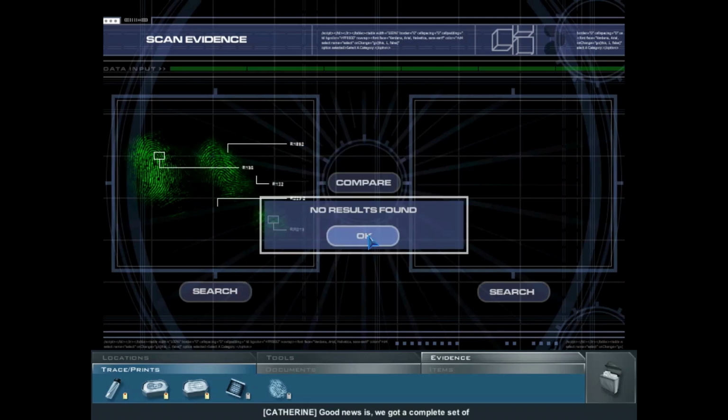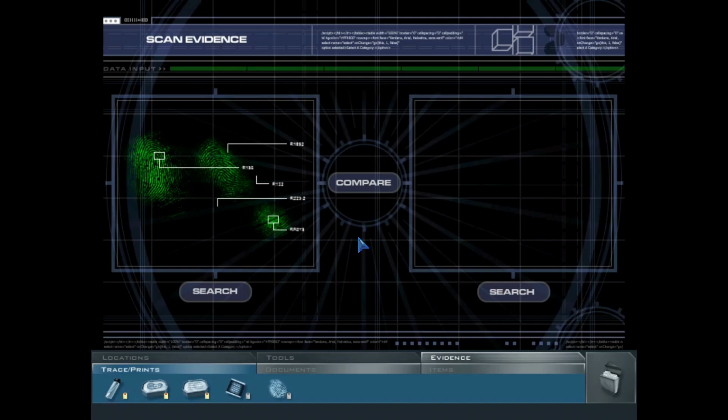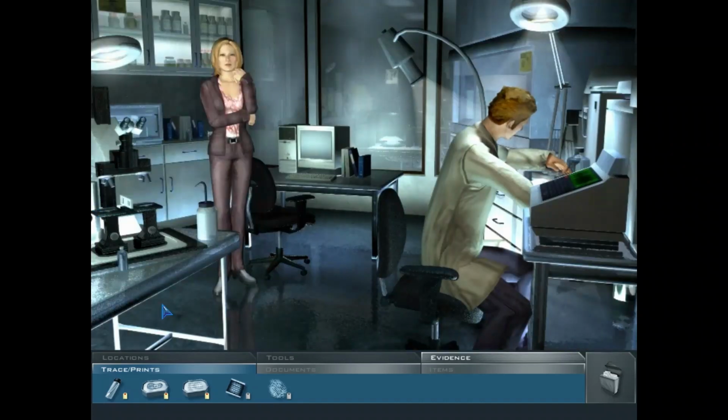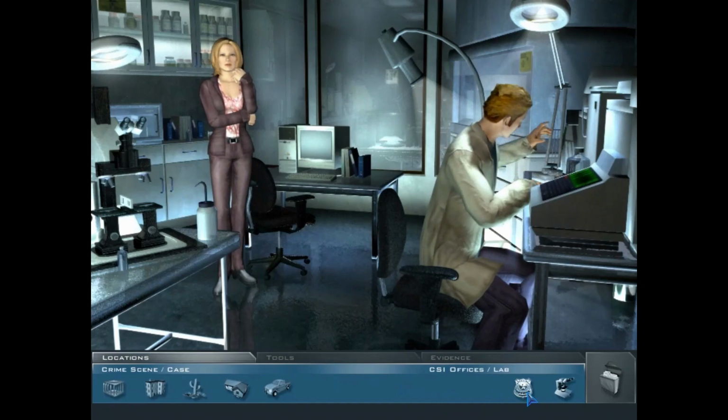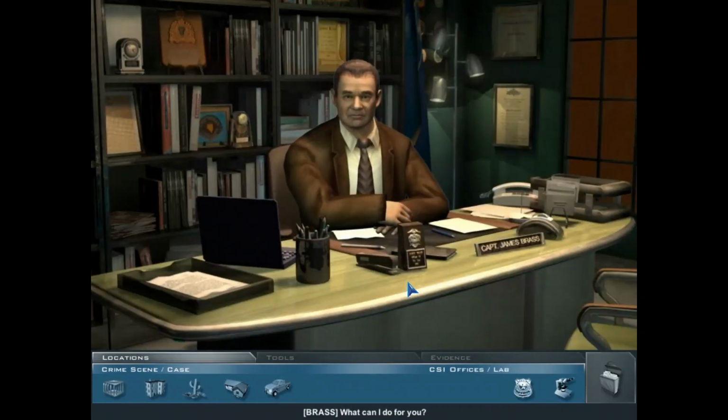Good news is we got a complete set of prints on the photo album. Bad news is no hits on the APHIS database. What can I do for you? All you have is that suicide note on hotel stationery. Sorry, that's just too thin. What I can do is let you look at some of the evidence from the Yardstrom and Benedetti cases. Here's the murder weapon, the ligature. Maybe there's something more to learn.